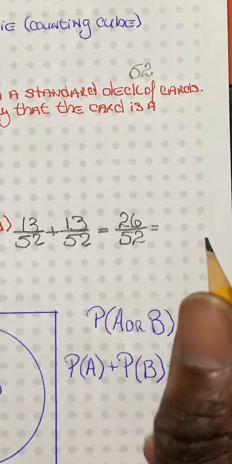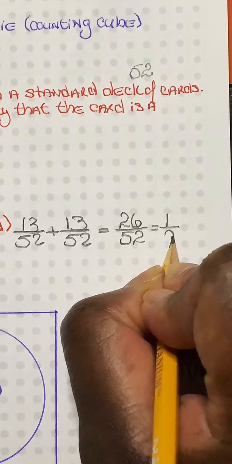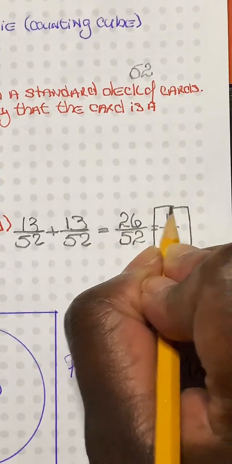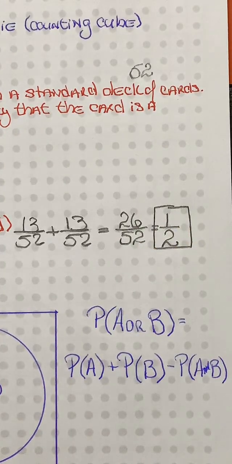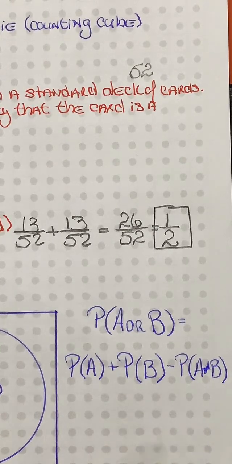So 26 out of 52. 52 divided by 26 is just 2, so the probability is one half. And that makes sense. There are 4 suits: hearts, diamonds, clubs, and what am I missing? Spades. Okay? So if there are 4 different suits, your probability of getting a heart or a diamond is going to be at least half the deck. So that makes sense. All right?